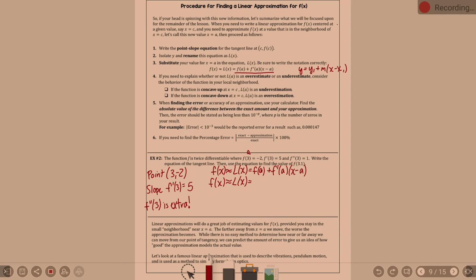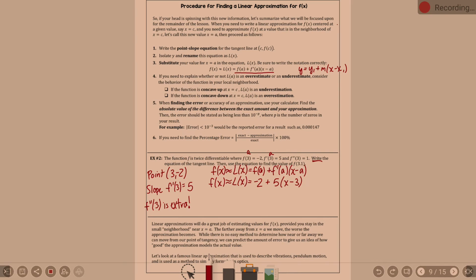Negative 2 plus, what's f prime of a? 5. Times x minus, what's a? 3. Basically, you use your point, the 3, the negative 2, and you use your slope. Now, do you clean up after? No, don't clean up. Usually we're going to leave it like that. Okay, that was this piece right here.